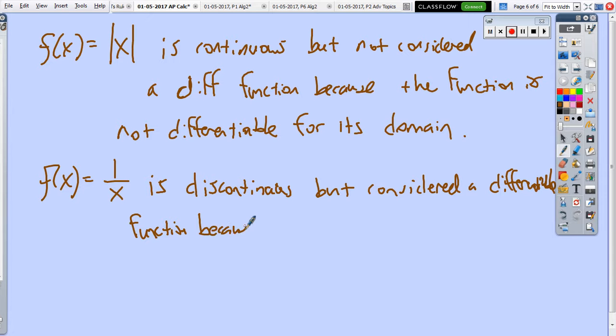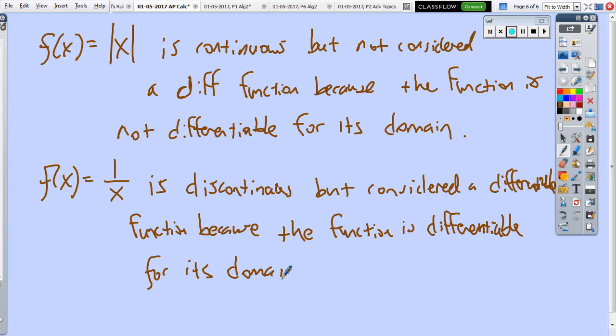because the function is differentiable for its domain. Wait, so does 0 not count as part of the domain because there's no function there? Yeah, so the domain for this function, f of x equals 1 over x, is all real values except 0. And this function is differentiable for the entire domain of this function. 0 is not part of the domain.